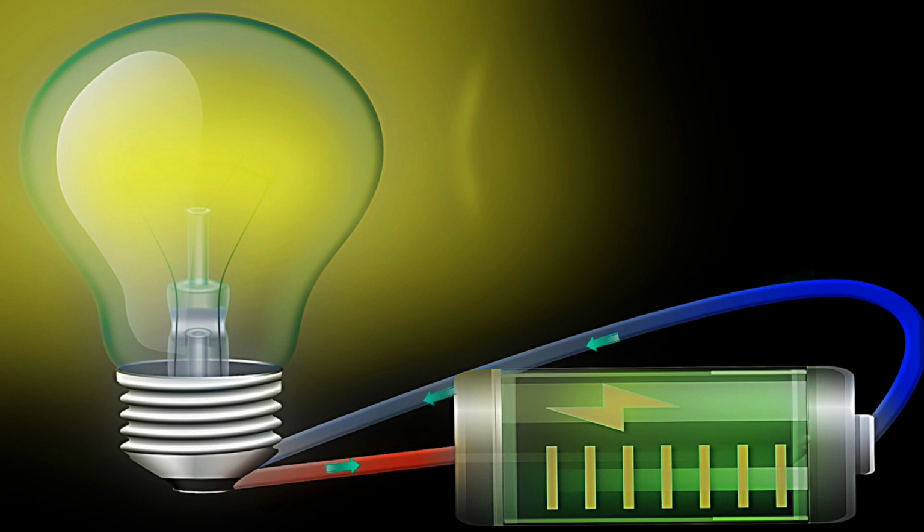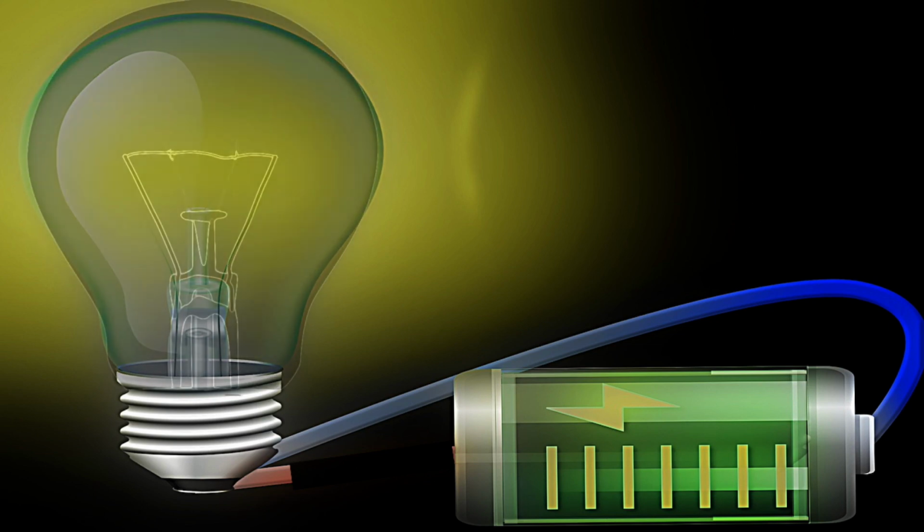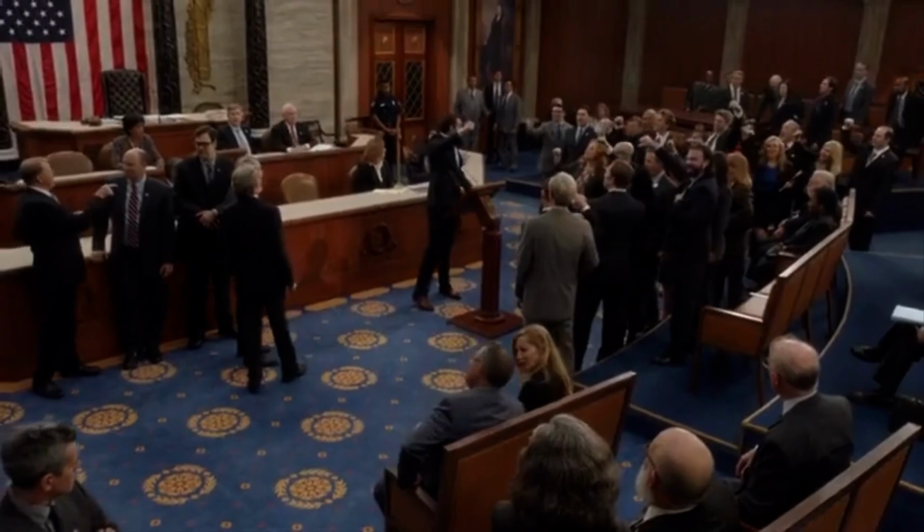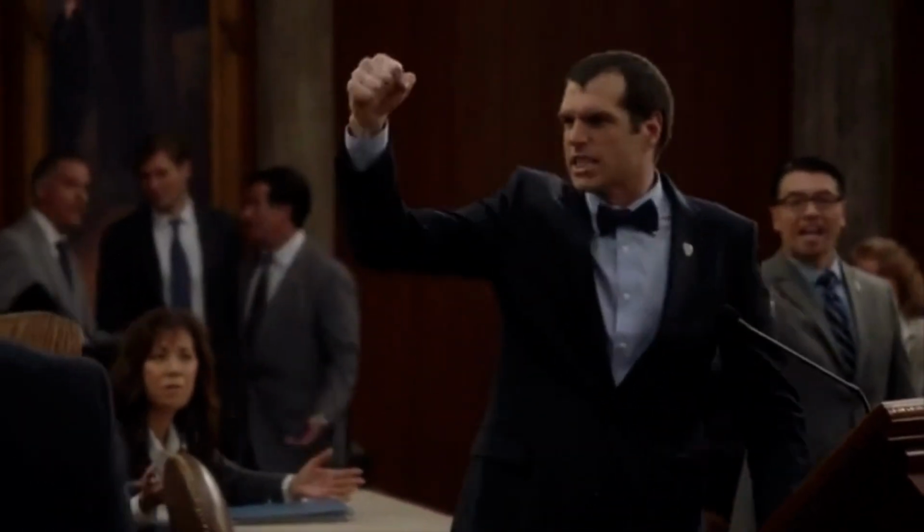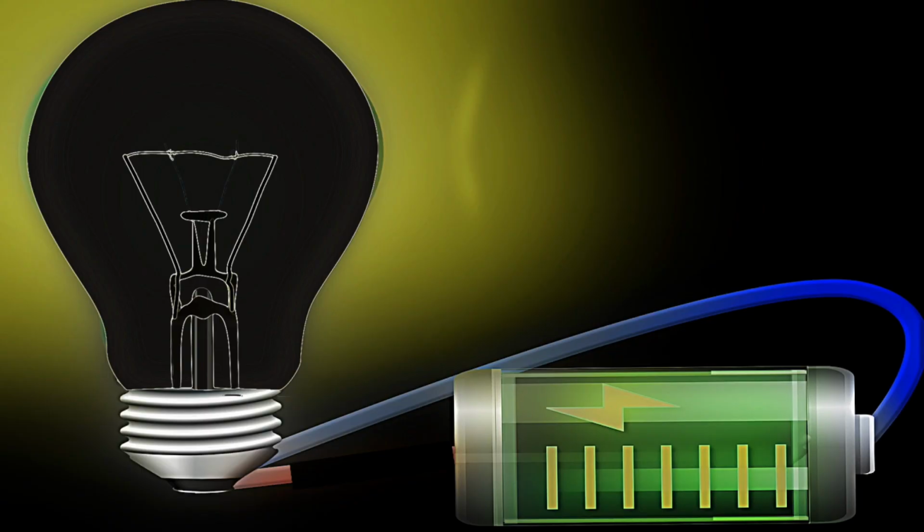Electricity has to flow in a loop, or circuit. So, if we disconnect either of the wires between the battery and the light bulb, we break the circuit, which causes the electricity to stop flowing, and the light goes out. Lights out! It's really just that simple.